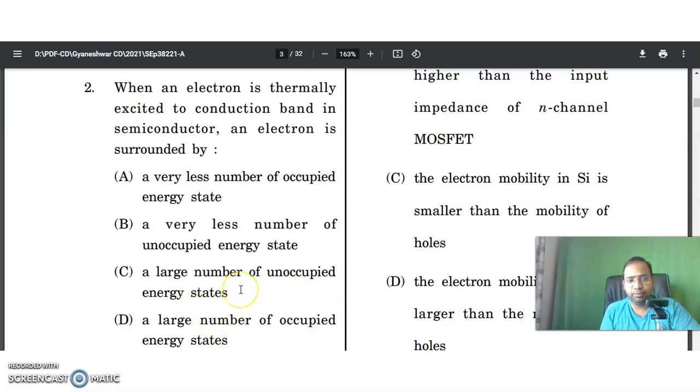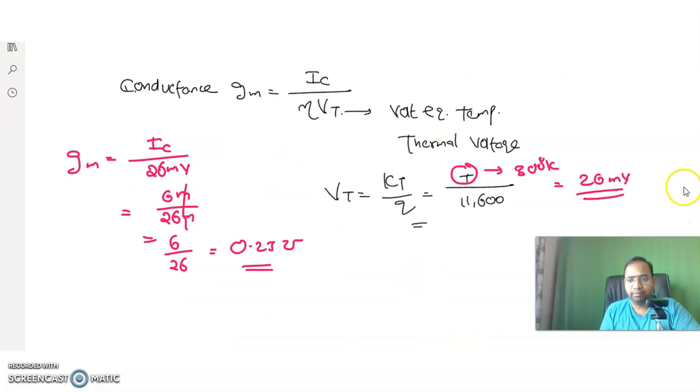First of all, if an electron is excited to the conduction band, that means we are giving some additional energy. Got it? So as per the energy band diagram concept, what we can take is that, just a minute.